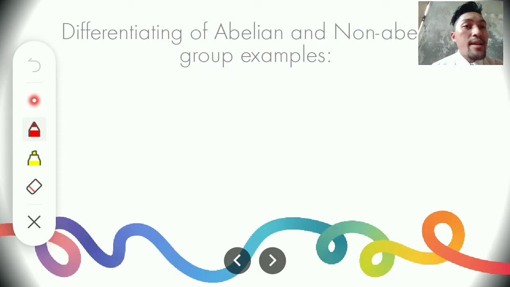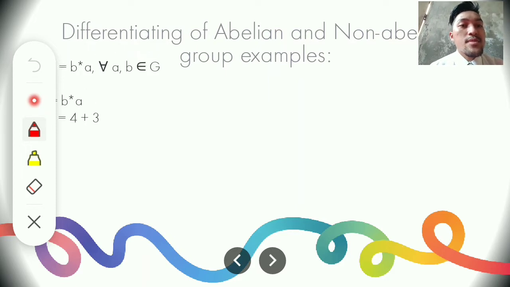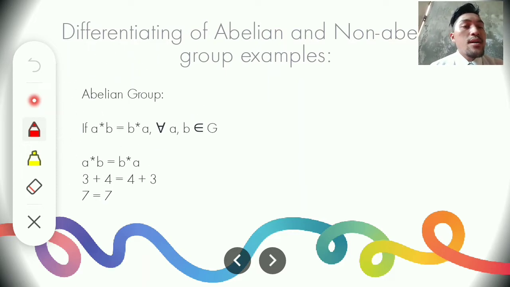Differentiating abelian and non-abelian group examples. I made this one to make it clear enough for us to understand the abelian from the non-abelian. For an abelian group, a * b = b * a for all a, b in G. For example, 3 + 4 = 4 + 3, and then we will have the same answer, 7 = 7.